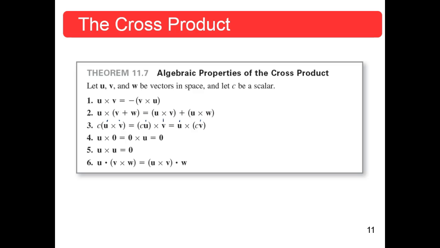V cross W is a vector. You dot two vectors, U dotted with that vector. That's going to be the same as if you do U cross V and then dot it with W. Now, it's not maybe entirely obvious why that's true, but it is. But notice you couldn't do it the other way. You can't move the parentheses here and get that to work.